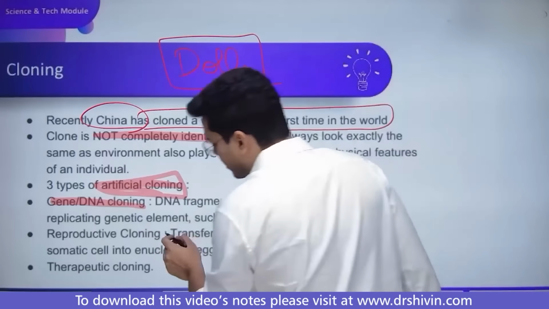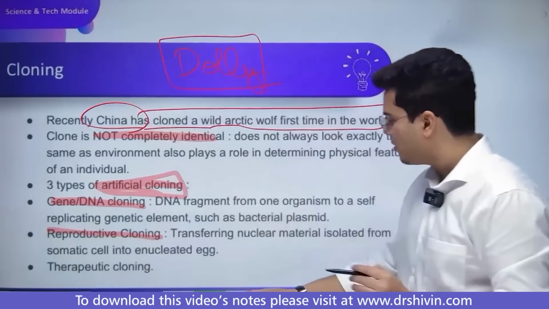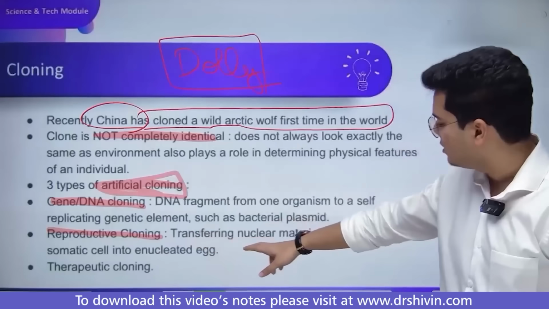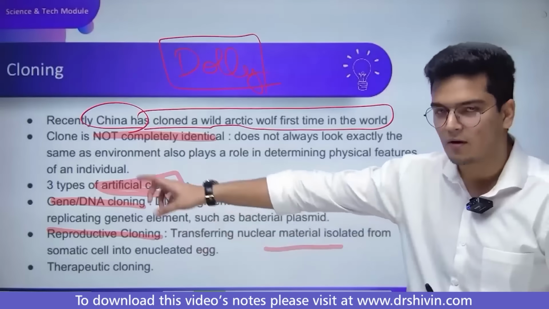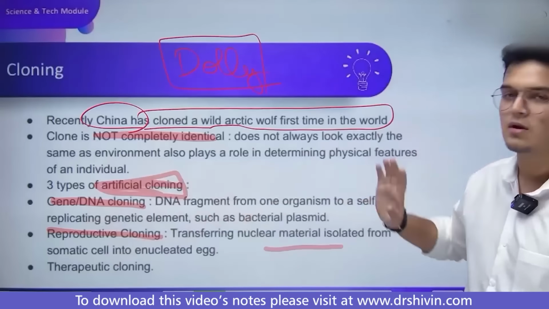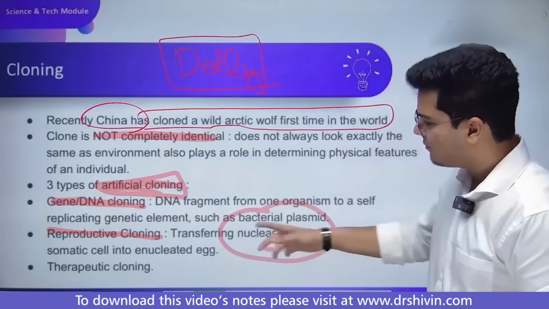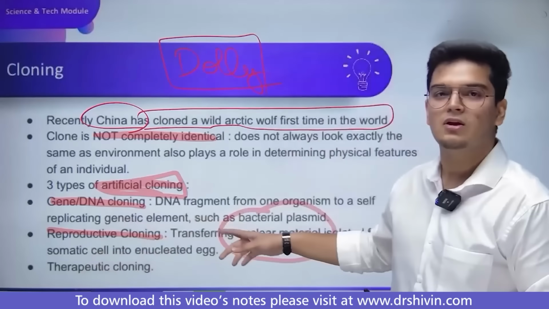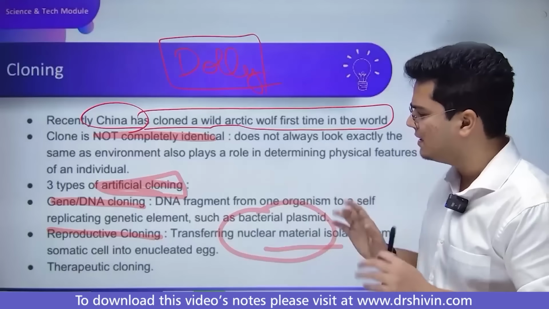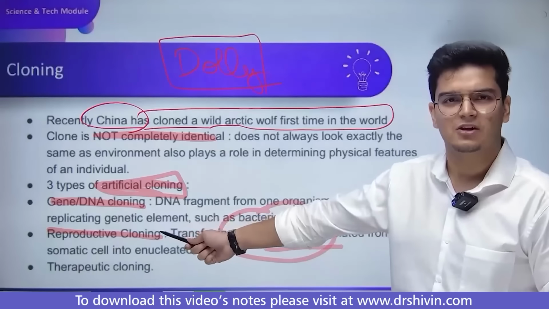The other type is reproductive cloning. Reproductive cloning is transferring nuclear material isolated from a somatic cell into an enucleated egg. I think this should be pretty clear. We have seen this. This is somatic cell nuclear transfer.